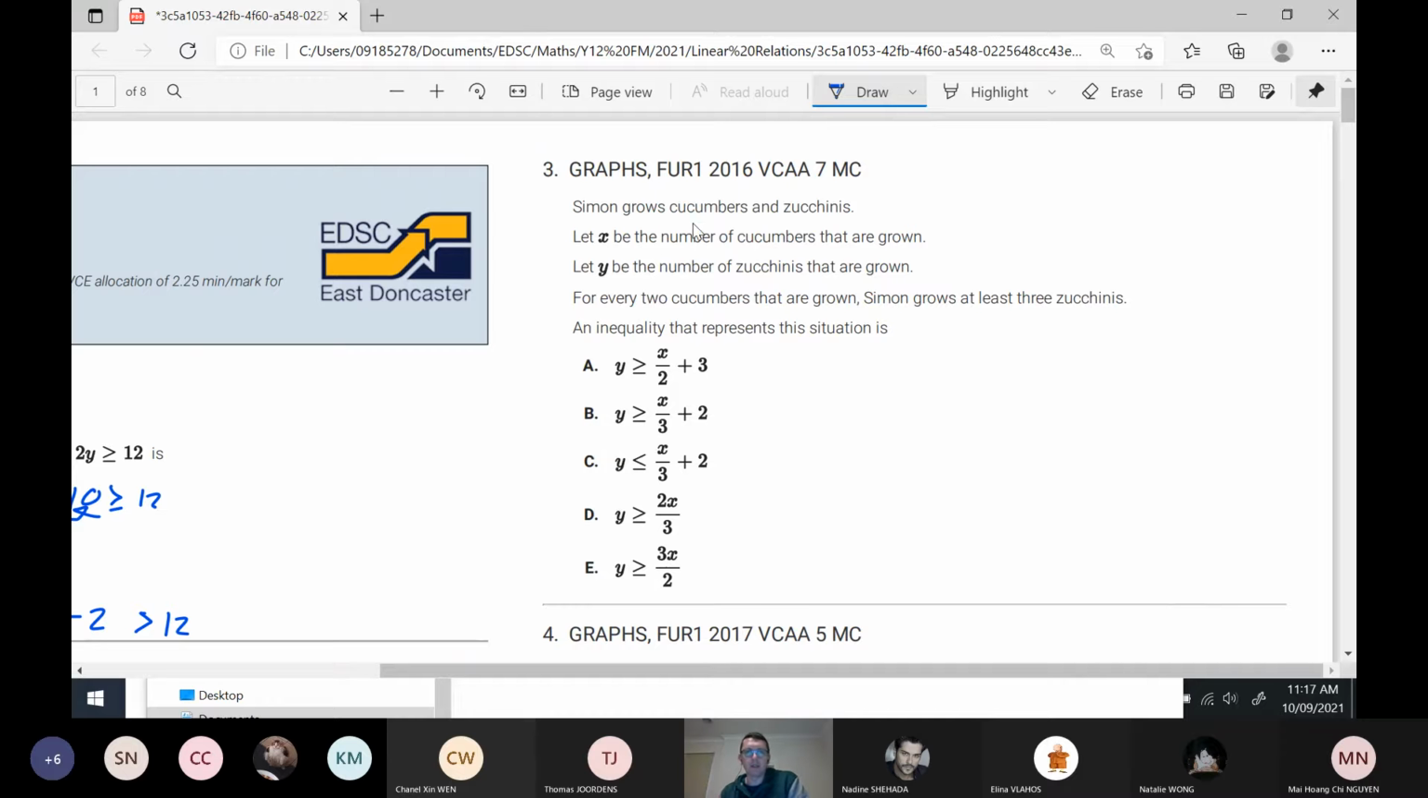Simon grows cucumbers and zucchinis. Let x be the number of cucumbers that are grown and y be the number of zucchinis that are grown. For every 2 cucumbers that are grown, Simon grows at least 3 zucchinis. An inequality that represents this situation is what? I'd like you guys to have 2 minutes just to have a crack at this one for me, please.